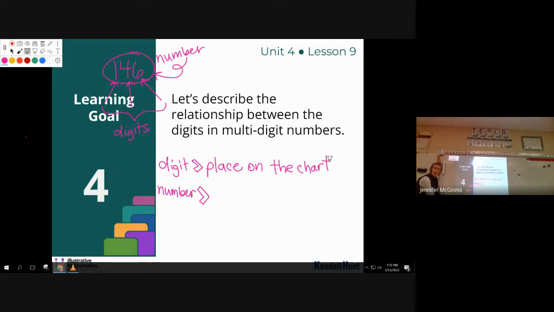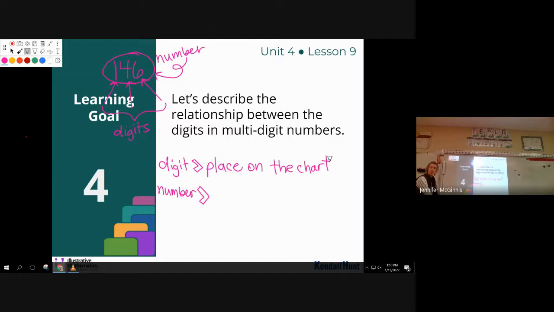So are you all saying that if we moved the 6 to a different place on the chart, then it would have a different value? Yeah. It would still be a 6, but it would be a 600 or 6,000 or a 60, right? So can we change the values of the digit by moving them around? Yeah, we can always change the value of a digit. We can put it wherever we want or wherever they want us to.